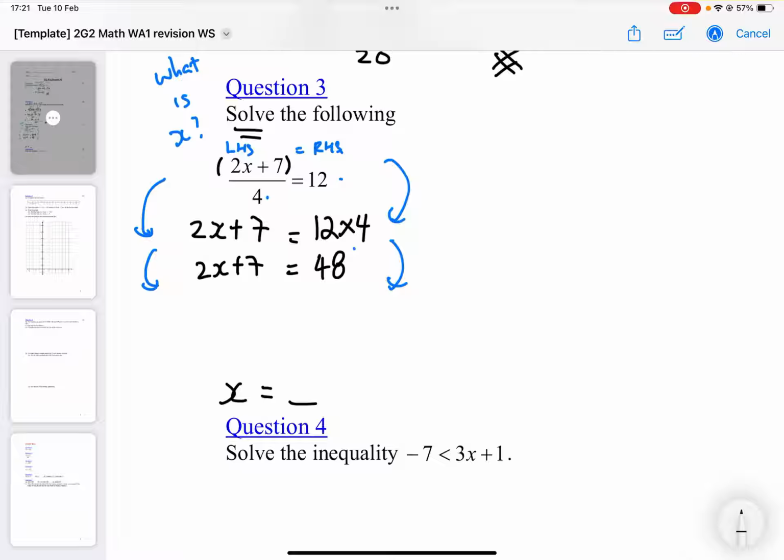Okay. Then finally, I only want x. Now my left hand side has 2x and also plus 7. So I don't want the plus 7.